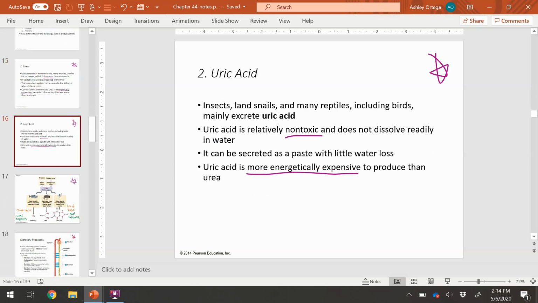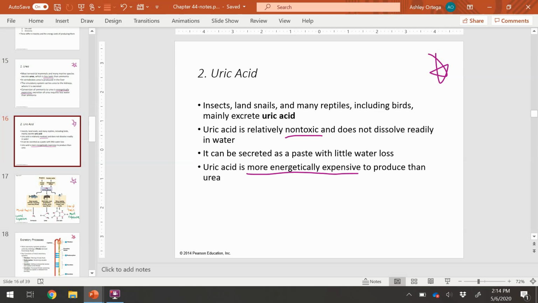The other one here, uric acid, is shown in insects, land snails, and reptiles. Birds will excrete uric acid. It's relatively non-toxic, so that's good for the environment and other solutions, but it does not dissolve readily in water. So you'll see in animals that produce uric acid, it's going to be more of a paste substance with little water loss, which is good for the animal. But it is the most energetically expensive molecule to make by the cells other than urea.